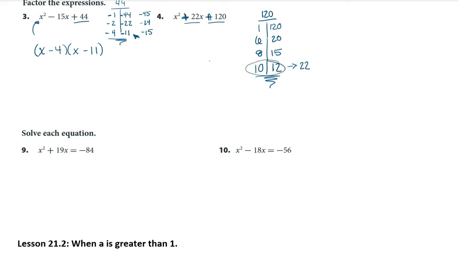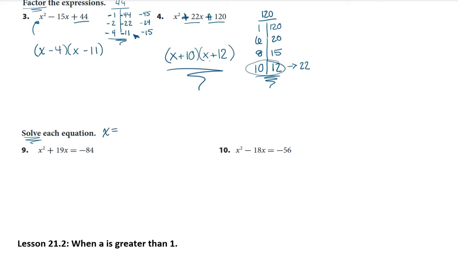Now that I have these, I just fill in my blanks. So x plus 10 times x plus 12, and that's my final answer. Those are for when the directions say to factor. When the directions say to solve, that means you're actually going to get an answer. So x equals something.